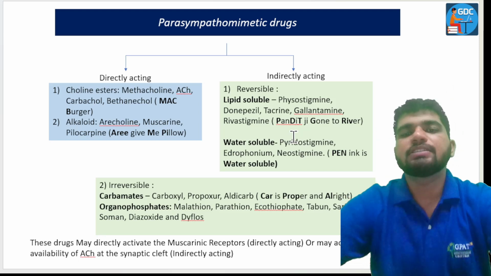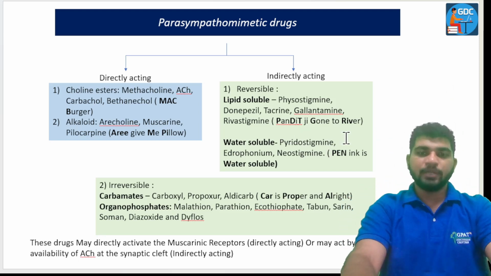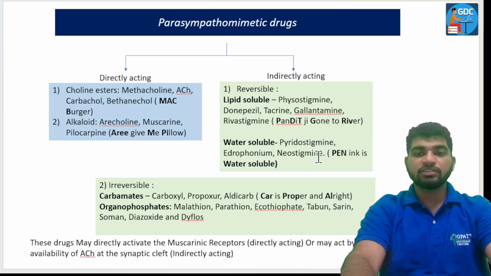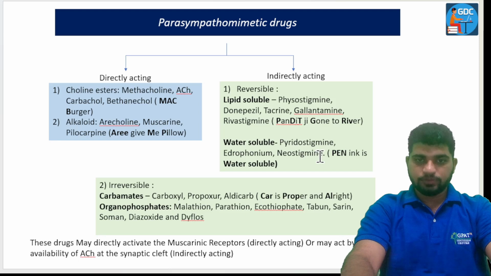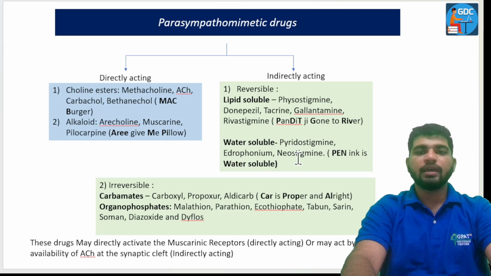Okay, so in this category, pyridostigmine, edrophonium, and neostigmine are categorized. This can be learned through "PEN-ink is water soluble": P for pyridostigmine, E for edrophonium, and N for neostigmine. Okay, so PEN-ink is water soluble. Now let's move towards the irreversible ones.